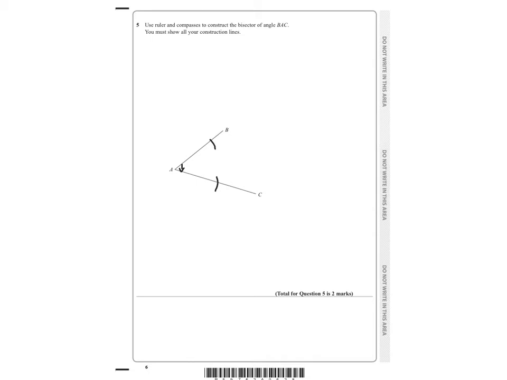Then what's going to happen is you're going to use that same length and you're now going to put the point here. You're going to mark it about here. You're going to put the point here now and then mark it. And then you should have a nice straight line through there. Now this is how you bisect an angle, but please make sure you leave all of the construction lines.